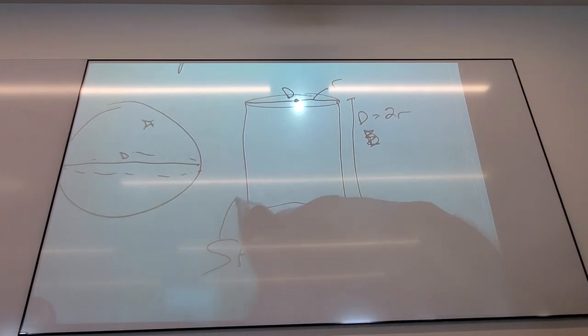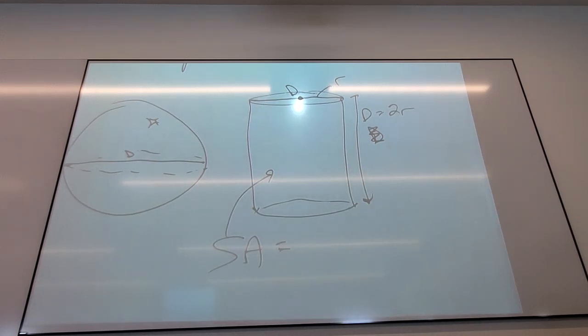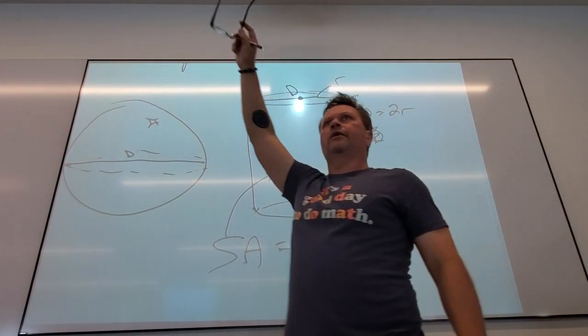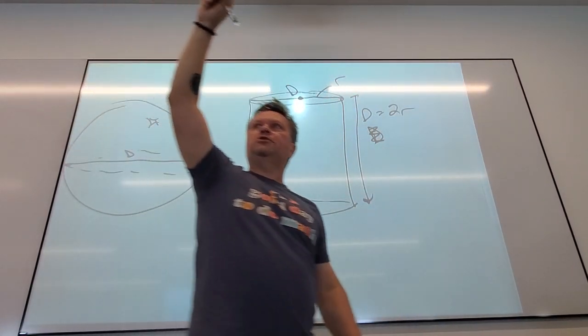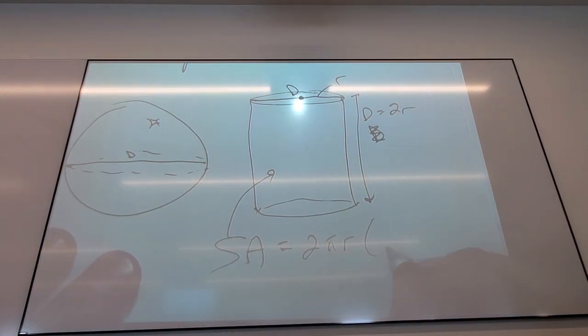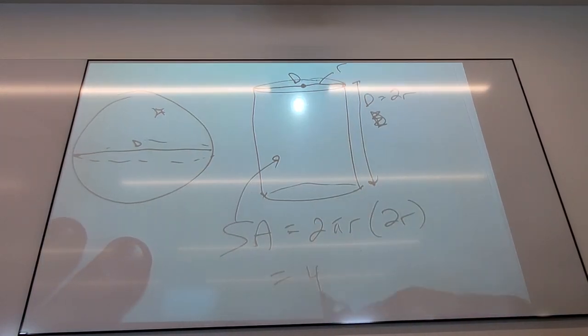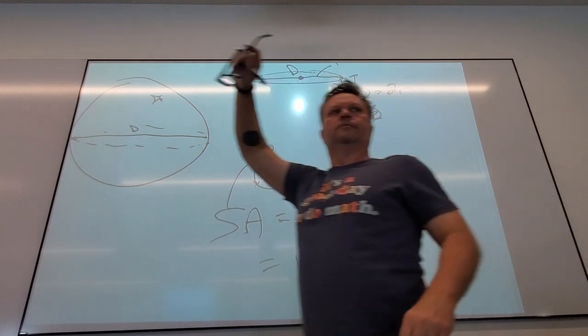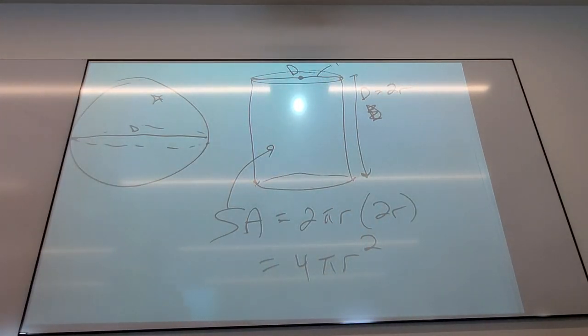So the surface area of the side, see if you guys are cool with this. Do you remember how it was 2 pi rh? So this will be 2 pi r, and what's the height? 2r. So this will be 4 pi r squared. That is the surface area of a sphere. 4 pi r squared.